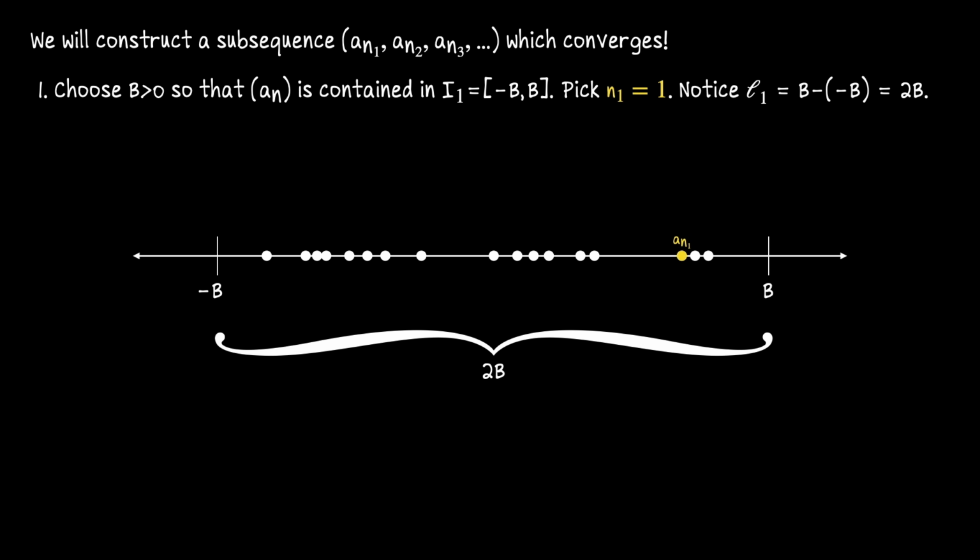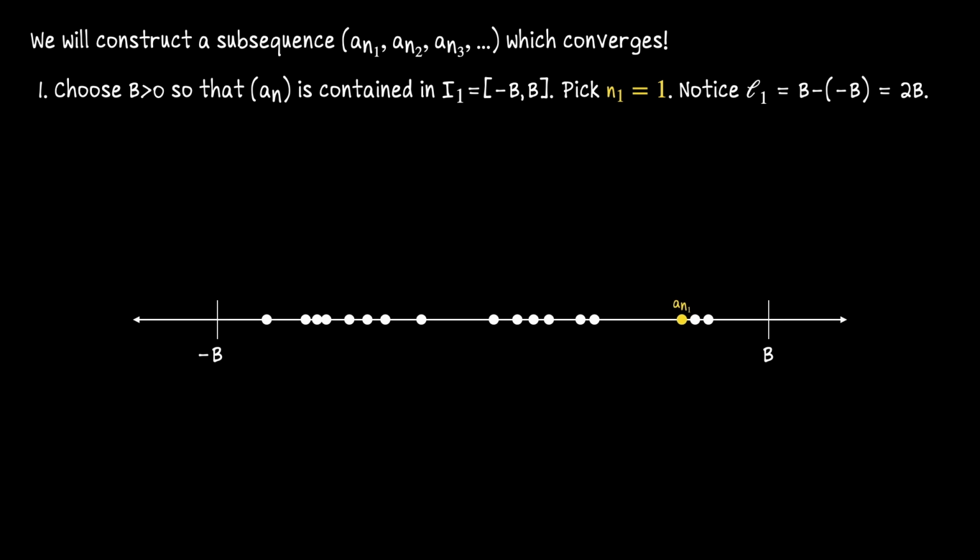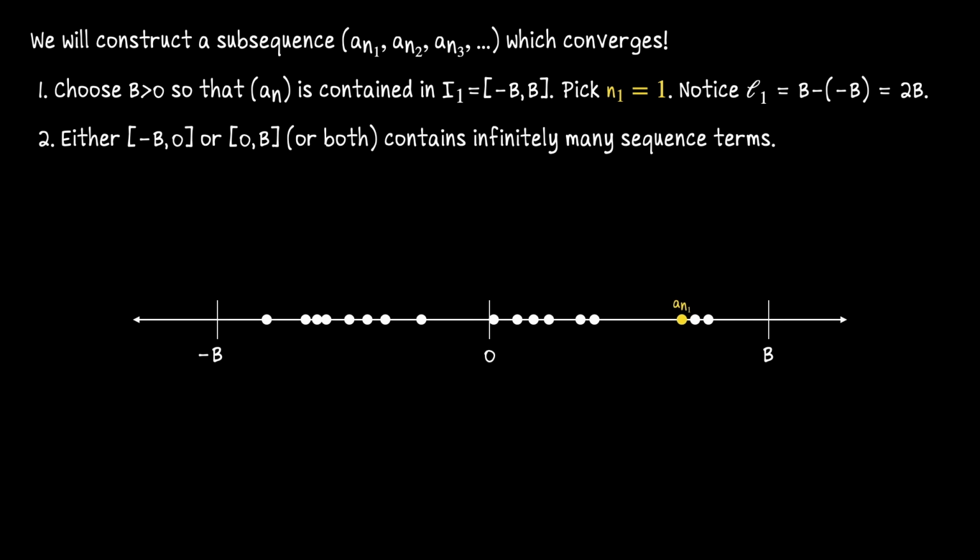Now what we're going to do is pass to a smaller interval on the number line. We'll call it I sub 2. And here's how we're going to do that. Let's split I sub 1 into two pieces. The left-hand side goes from negative b to 0, and the right-hand side goes from 0 to b, as I've done in the illustration. Together, these two halves form the original interval, which means that together they contain every single member of an infinite sequence.